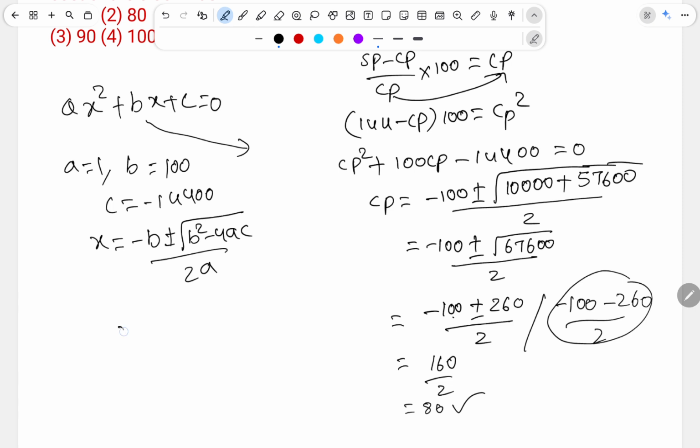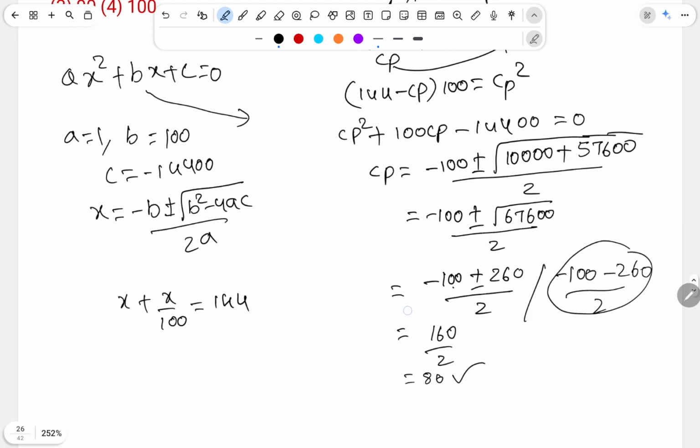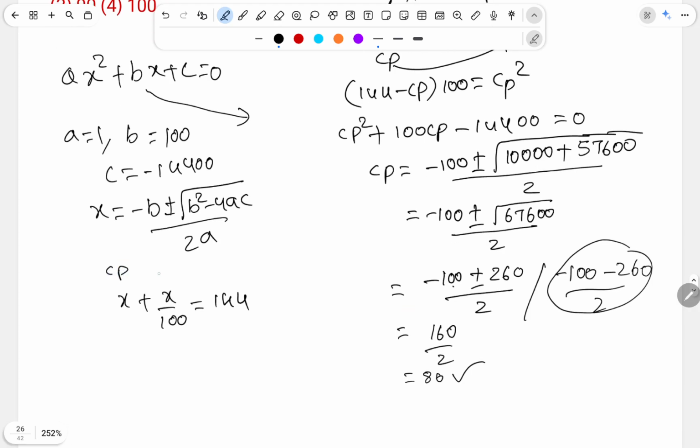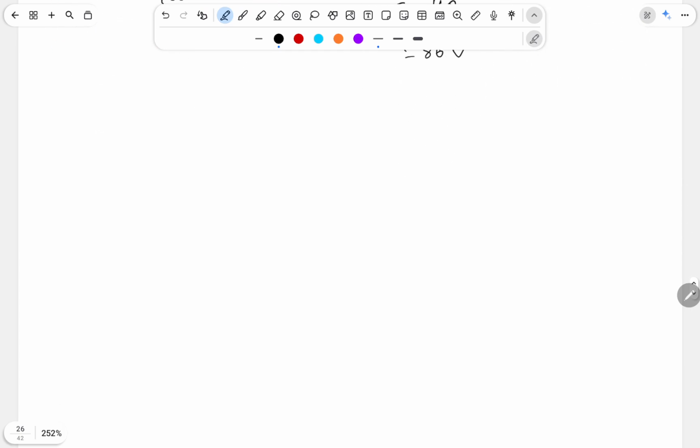This can be done in another way, the shortcut. X plus x by 100 is equal to 144. Okay, this is CP and this is profit. If you solve this also, we'll get the x value. Hope you understood.